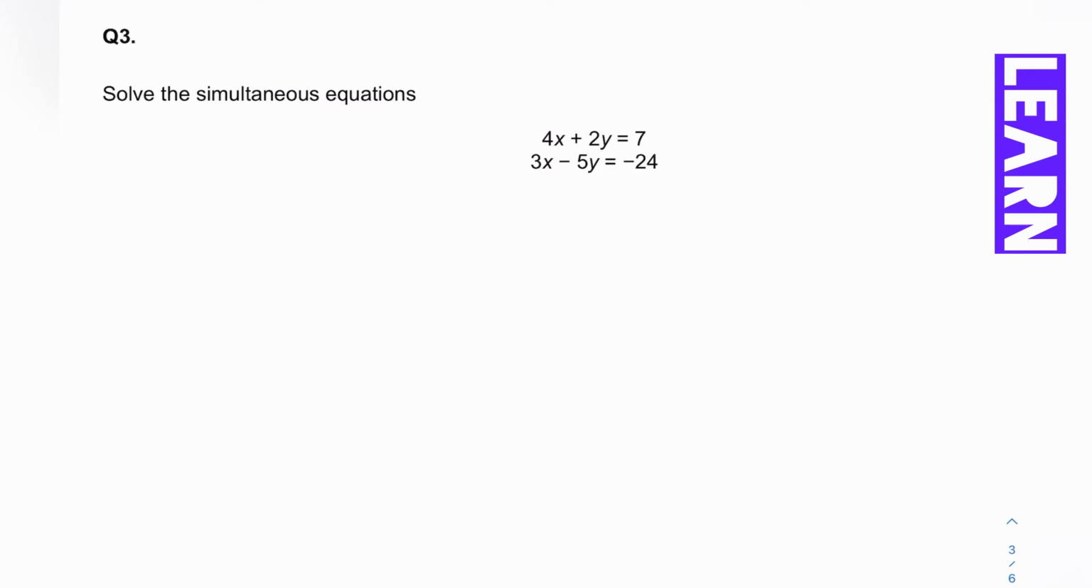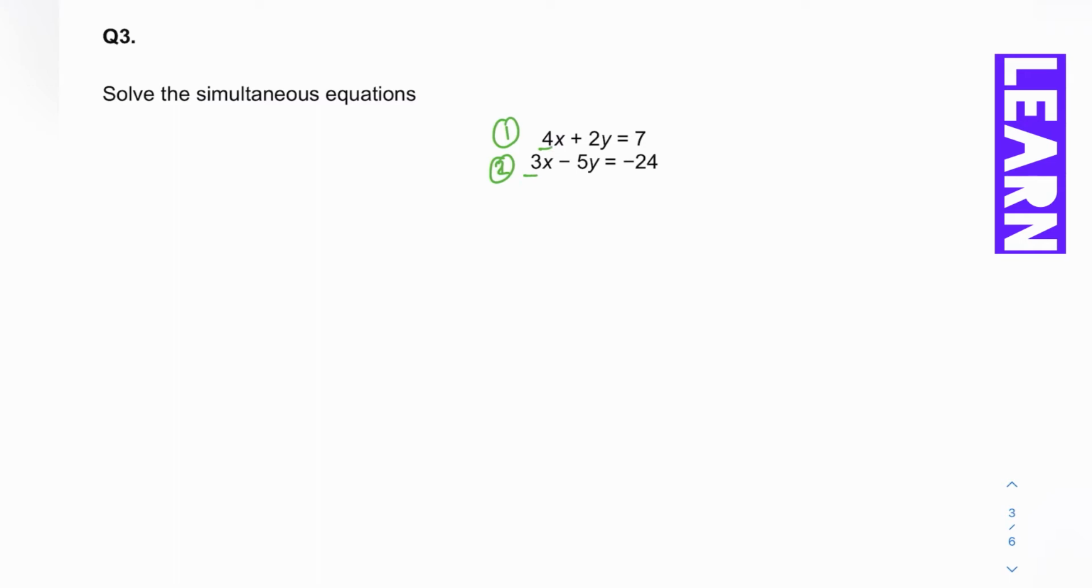Okay, having a look at question 3. So here you'll notice the coefficients in my x's are not the same, nor are they the same in my y's. So we're actually going to have to do some multiplying before we either add or subtract. So at this point in the question, you can decide whether to make the coefficient of x the same or the coefficient of y the same. I'm going to make the coefficient of the x the same.